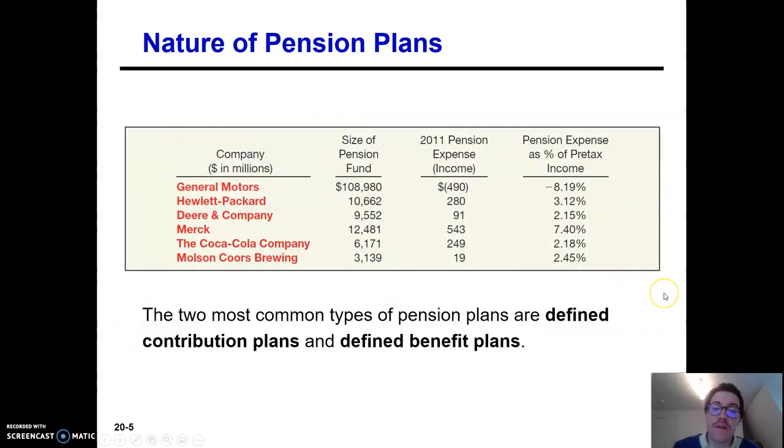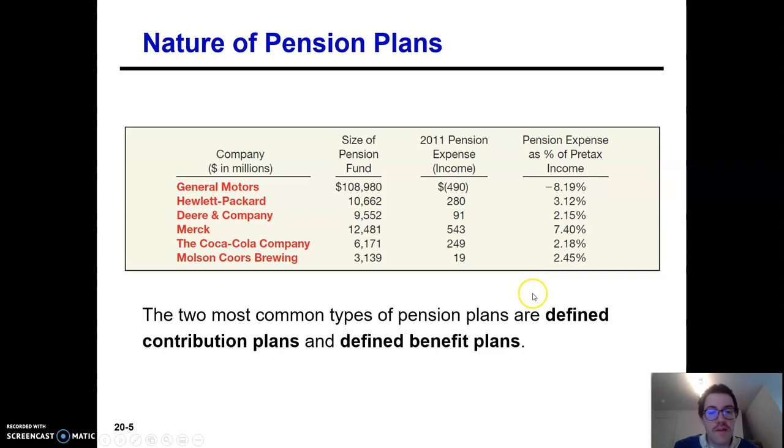And here, this data is a little outdated, but you just have the size of some of these pension funds for some corporations here as a percentage of their pre-tax income. You see for General Motors, their pension expense accounts for about 8% of their pre-tax income.